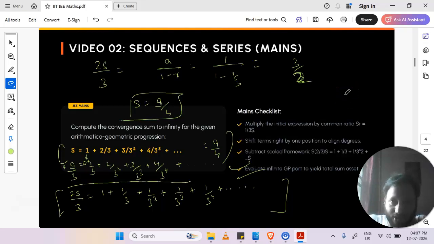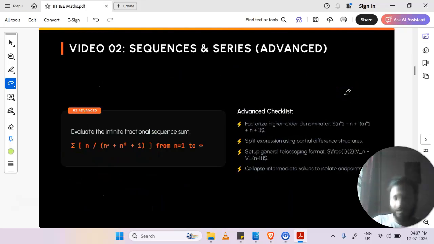Let's go to the next question, the advanced one. Okay, the question is over here. Summation of a series, summation n over n^4 plus n^2 plus 1, from n equals 1 to infinity. It looks complicated at first glance, this thing looks so weird. Like, what can be done here?